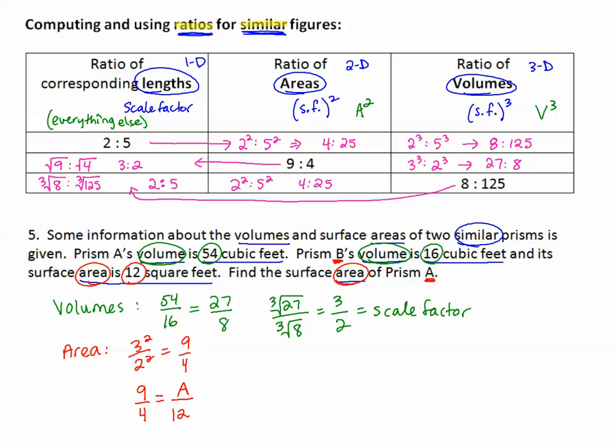So notice so far that we were putting A on the top, B on the bottom. Prism A, prism B. That was the order where we started. Now let's cross multiply to solve. A times 4, 4A, equals 9 times 12. I just like to write it like that because now when I divide by 4, 12 divided by 4 makes 3, and 3 times 9 is 27. So without pulling out my calculator, I know the area for prism A is 27 square feet.